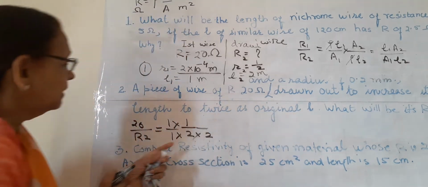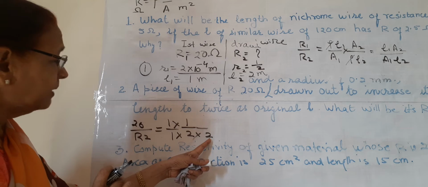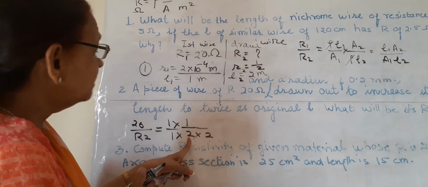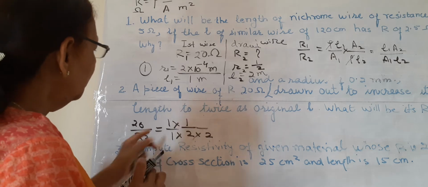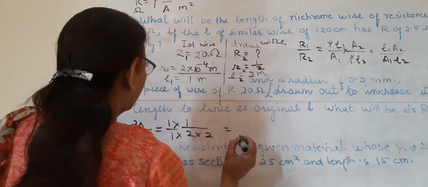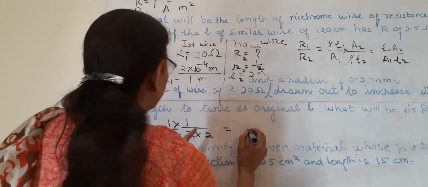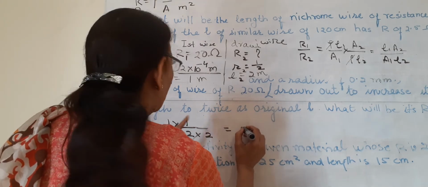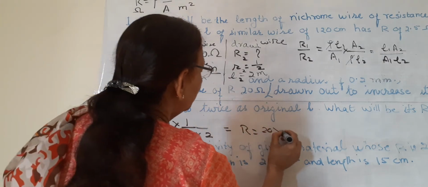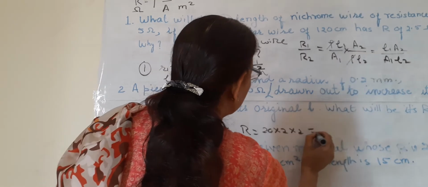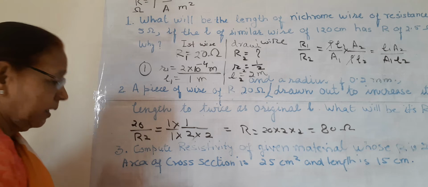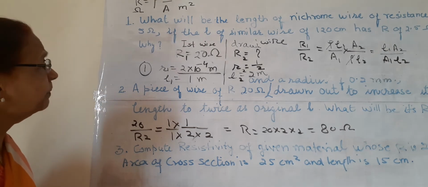Are you following this? This L2 is twice the first L1. This A2 is half of 1. So now we have this equation. So we will have 20 into 2 into 2 into 2. R2 is equal to 20 into 2 into 2 is equal to 80 ohm. Are you following this question?